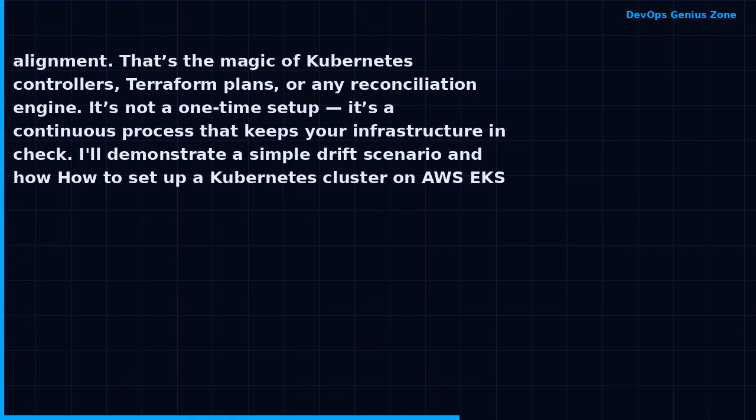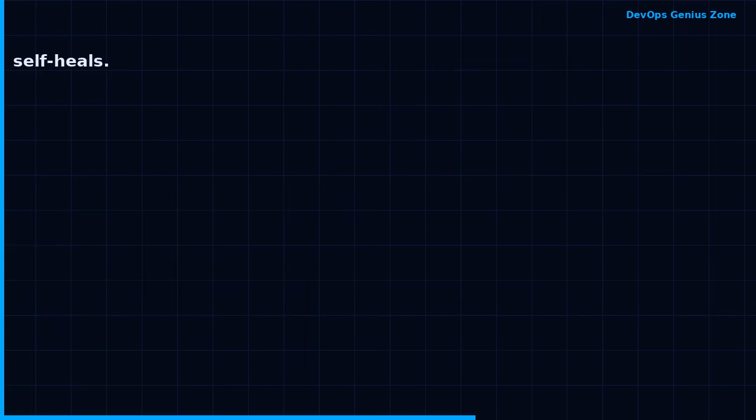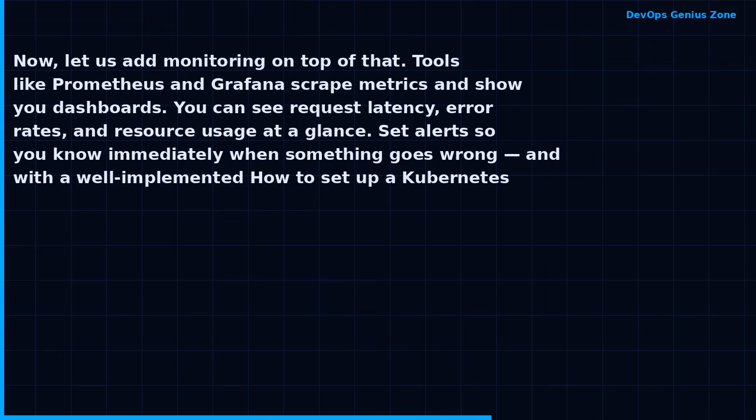Once the blueprint is defined, the next step is to let the system reconcile the actual state with the desired state. The control loop checks every few seconds. Are the right containers running? Is the correct number of replicas active? If something drifts, the system automatically brings it back into alignment. That's the magic of Kubernetes controllers, Terraform plans, or any reconciliation engine. It's not a one-time setup, it's a continuous process that keeps your infrastructure in check. I'll demonstrate a simple drift scenario and how a Kubernetes cluster on AWS EKS self-heals.